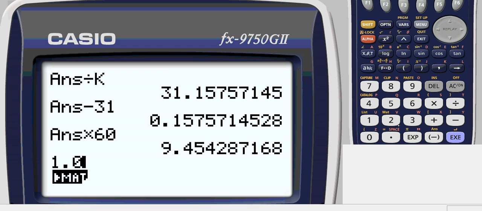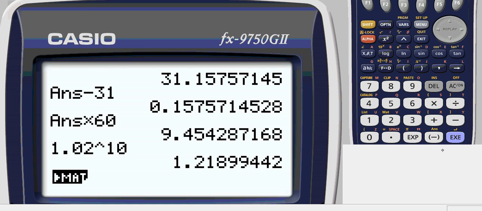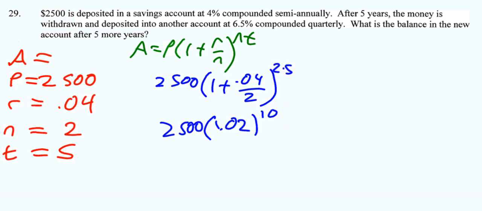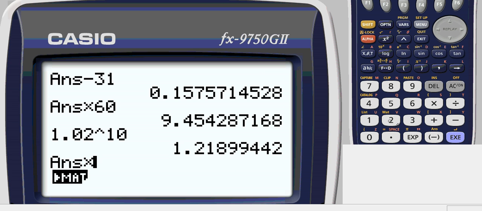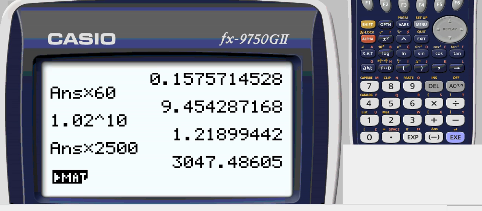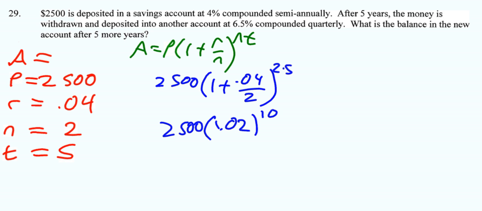1.02 to the 10th power. And then multiply by the principal, which is 2,500. So there's $3,047.49. So that's how much money is in the account after 5 years.